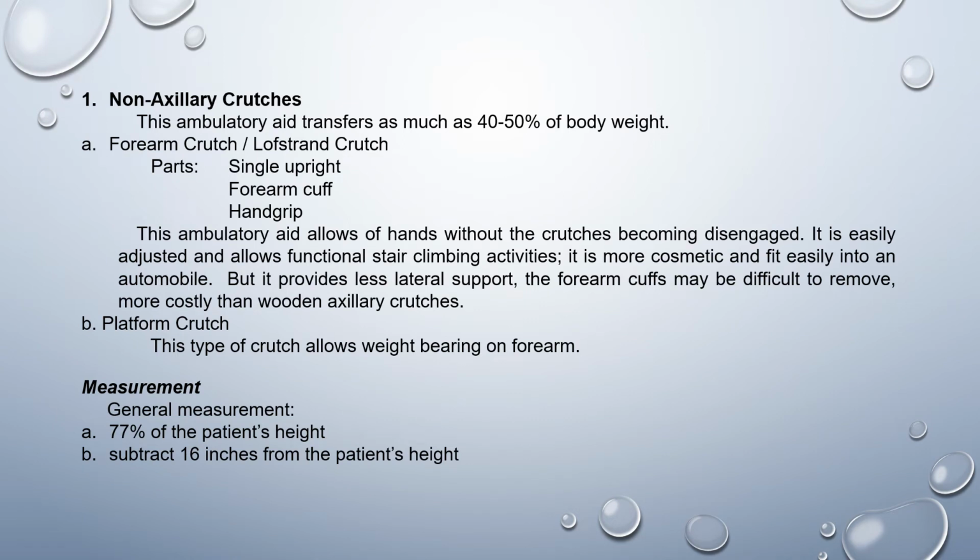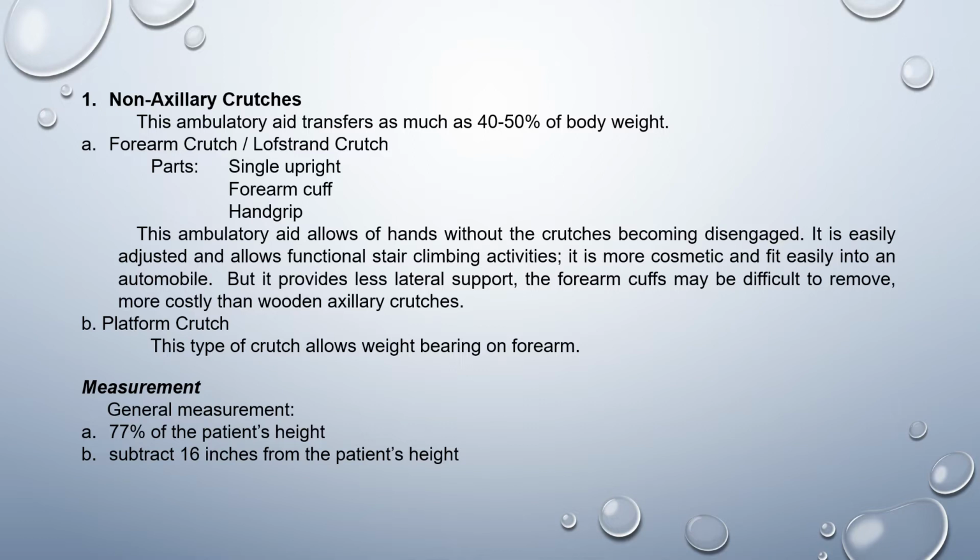It is easily adjusted and allows functional stair climbing activities. It is more cosmetic and fits easily into the automobile. So that's your non-auxiliary crutch. But it provides less lateral support. The forearm cuffs may be difficult to remove and more costly than the wooden auxiliary crutch. A platform crutch. This type of crutch allows weight bearing on forearm.